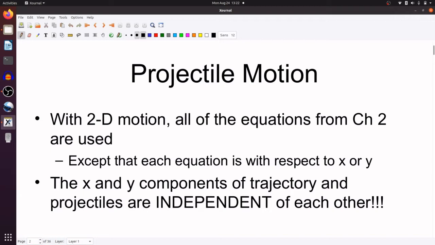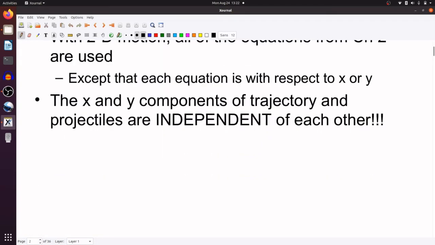With two-dimensional motion, all the equations from chapter 2 are going to be used, except they're going to be with respect to an x or a y. Meaning, from last chapter we had x is equal to v naught t plus 1 half of at squared. To truly make it horizontal, i.e. in the x, it'll be x is equal to v naught x t plus 1 half of a x t squared. This is then only for horizontal motion.